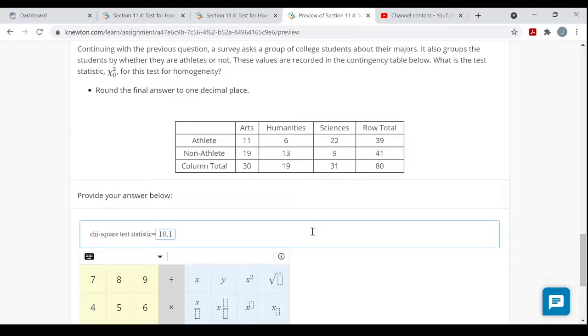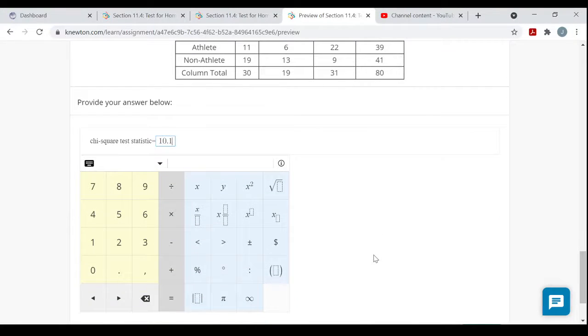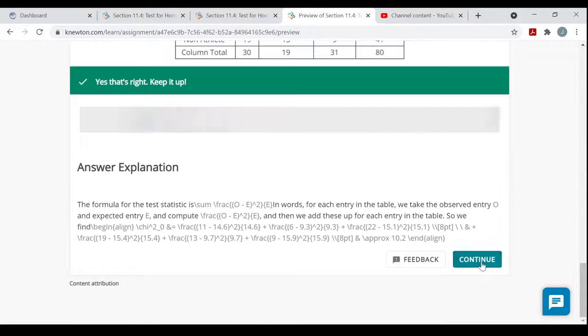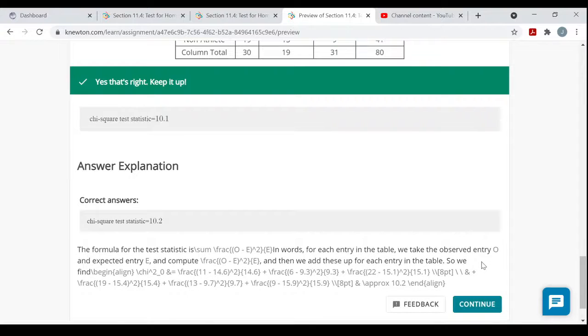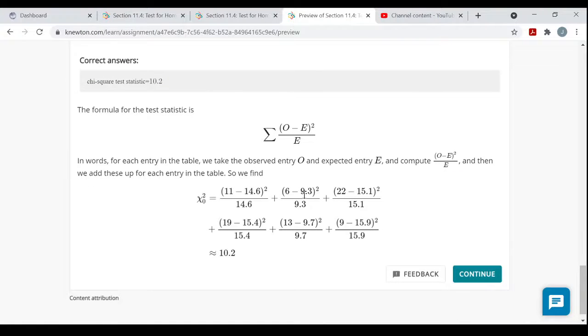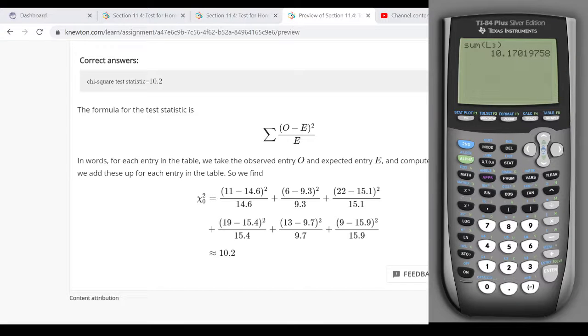10.1 is what I would have gotten if I just ran the chi-squared test. It came back as 10.12, so I'd have rounded that to 10.1. Oh, okay, it took it. Wonderful. You see how their correct answer though is 10.2. So it looks like there's a bit of tolerance. It looks like they accept a little bit off, because of rounding. Because they use the expected values to one decimal place, and you would have gotten that 10.17, like I got here, and rounded that to 10.2.